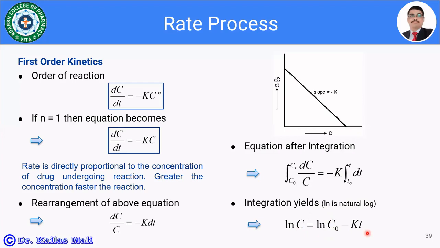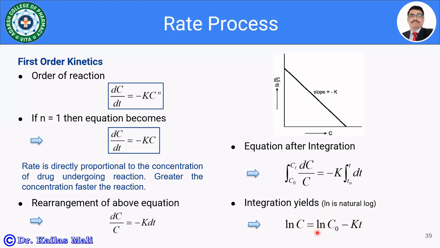So this is the equation which is widely used to understand the first order kinetics or first order process. So when we are plotting the graph of ln C to t, we are getting a straight line with a slope minus K and the y-intercept as ln C0.